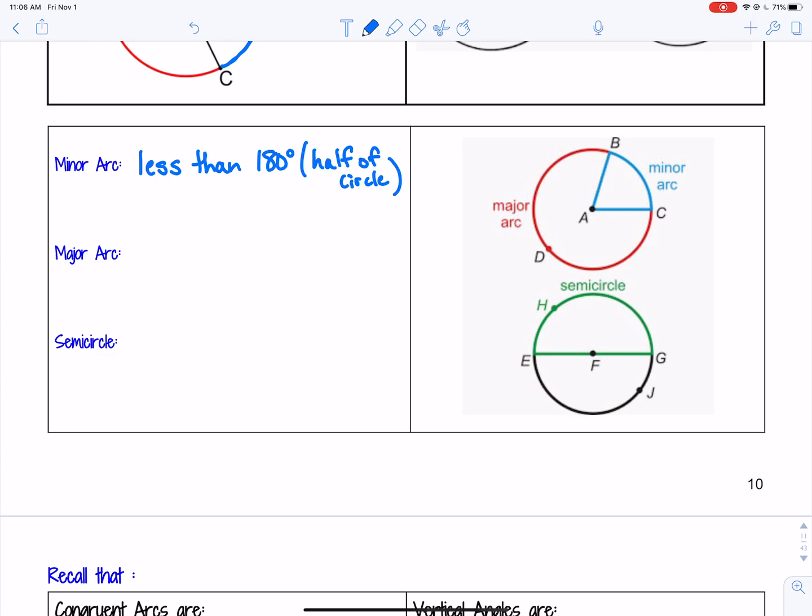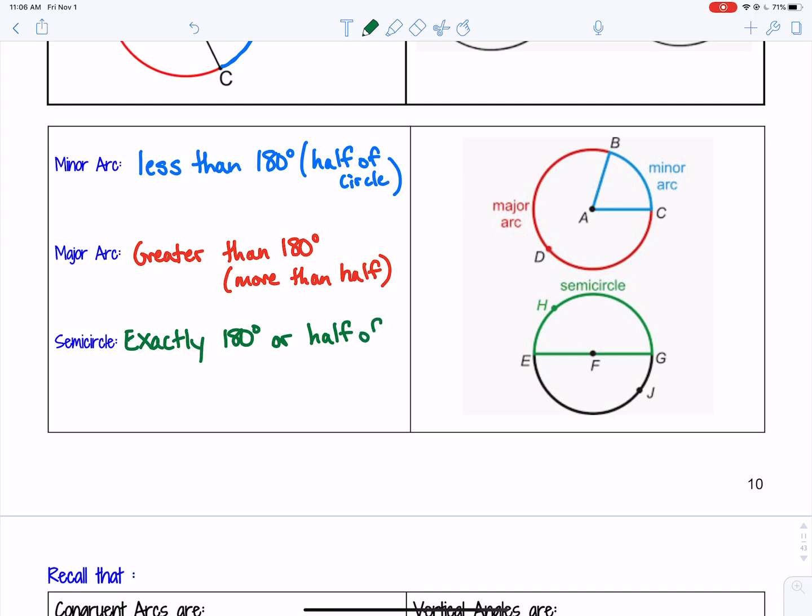A major arc is greater than 180. So in other words, more than half, but then not the whole circle yet. And a semicircle is exactly 180 or half of the circle. So three good vocabulary words.